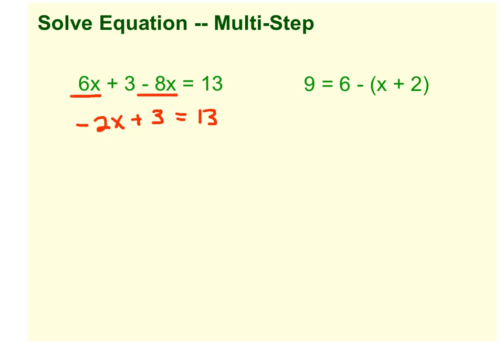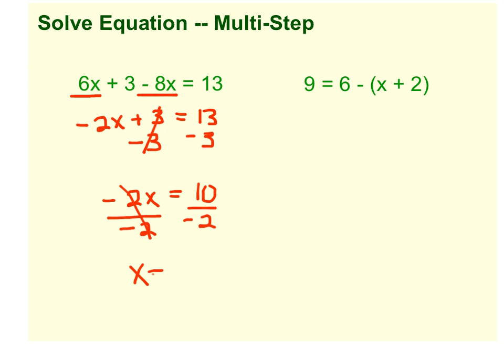steps. You want to undo any addition or subtraction first, so that plus 3, we can go ahead and subtract 3 from both sides. We have a negative 2x equals 10. And now to undo the multiply by negative 2, we'll divide by negative 2 on both sides. So we have x equals 10 divided by negative 2, which is negative 5.